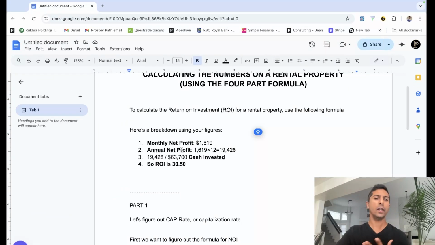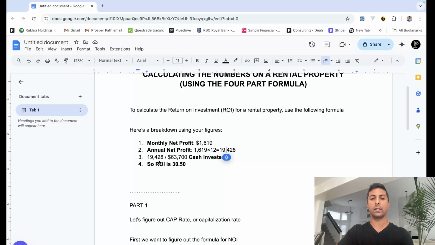Now, you don't want to use monthly figures. You want to look at annual figures to figure out your return on your investment. So, like step number 2 here, you want to look at your annual net profit. You take the $1,619 a month that you're making in net positive cash flow and multiply that by 12 months, which gives you $19,428. Now, this is the important part to figure out the ROI, the return on your investment. You want to take your annual net cash flow, which was $19,428, and divide that over the initial money that you invested.